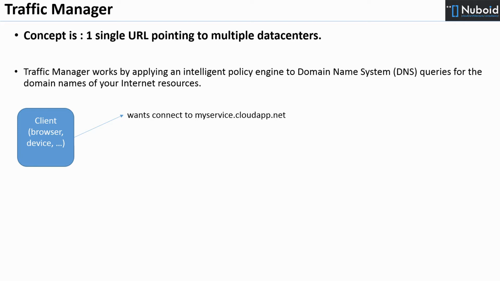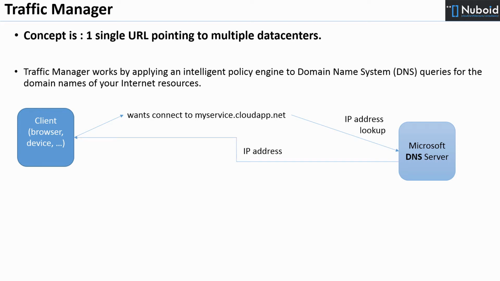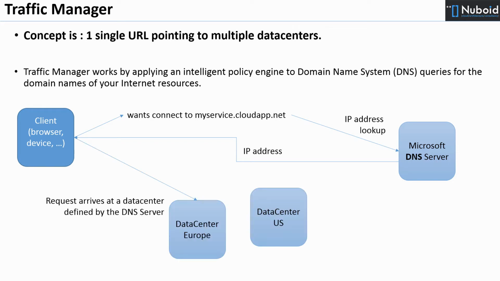So a DNS server has to translate your domain name, your URL, to an IP address. But also the IP addresses are owned by Microsoft. So they can do some kind of clever translation. And there are different scenarios to do that. So imagine this, your client browser or your device wants to connect to myservice.cloudapp.net. Well, what then happens? There needs to be an IP address lookup. So the Microsoft DNS server will say, well, for this domain name, for this URL, I'm going to give you this IP address, one of the IP addresses in one of the data centers where your application is hosted. But it can decide that cleverly.